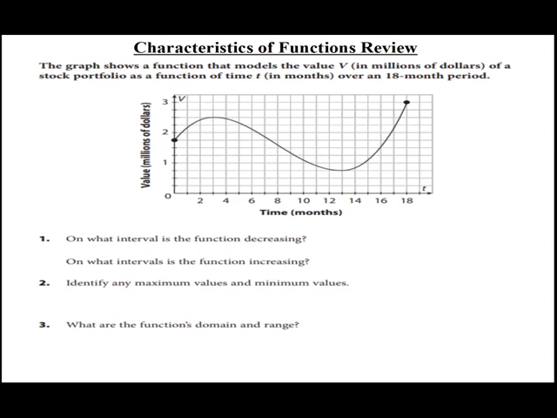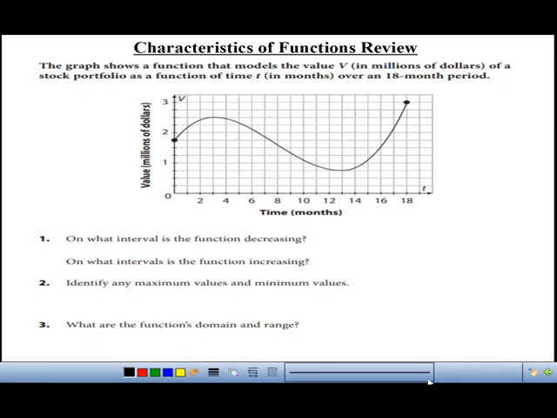And let's see how well we do with this. And it says, the graph shows a function that models the value V in millions of dollars of a stock portfolio as a function of time in months over an 18-month period. 18 months, there it is. So it says, on what interval is the function decreasing? Decreasing. I'm going to do that in red.